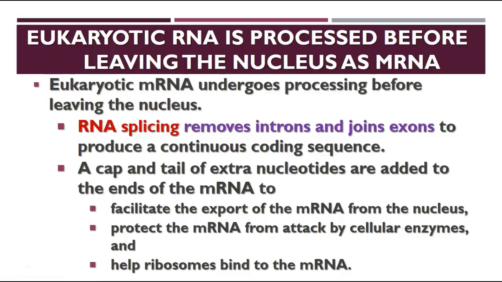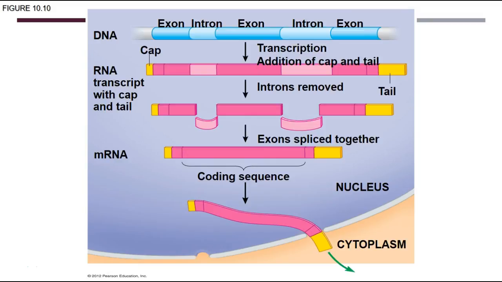The cap and the tail will help that messenger RNA leave the nucleus the way it's supposed to. It will prevent it from being attacked by enzymes in the cytoplasm that are meant to cut up and break up stray pieces of RNA, and it also helps the ribosomes bind to the messenger RNA. So here we have the DNA, which has these coding sequences, the introns in between the exons. Once the RNA is made and the cap and the tail are added, there are enzymes that cut out the introns and then paste the exons back together to make the edited sequence of messenger RNA that can then leave the nucleus and go out into the cytoplasm.